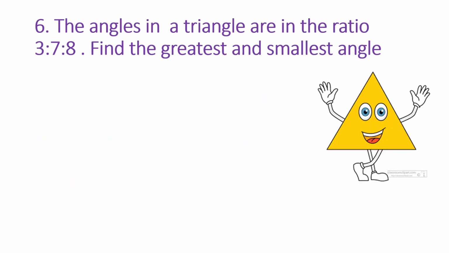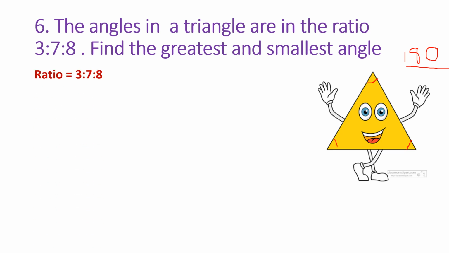Now look at this question. The angles in a triangle are in the ratio 3 is to 7 is to 8. Find the greatest and smallest angle. So we have to find the greatest and the smallest angle. So we know that the sum of all the three angles, okay, these are the angles. When you add these three angles of a triangle, the sum should always be 180. That is a rule. Okay. We know that all the three angles of a triangle add up to 180. So we know the total.